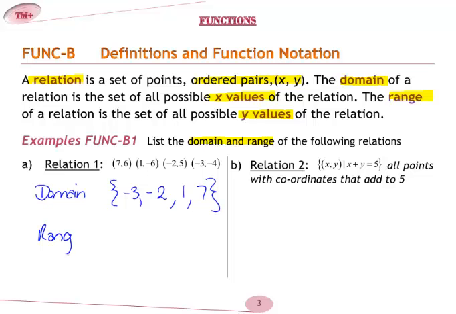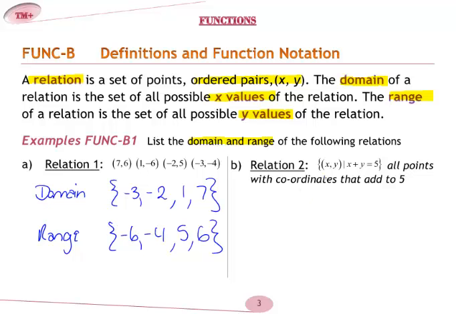Then we look at the range, which is the possible y values. Again, try to put them in order: -6, -4, 5, and 6. So it's just what x values you can have and then what y values you can have. Note the curly brackets that we put around them.